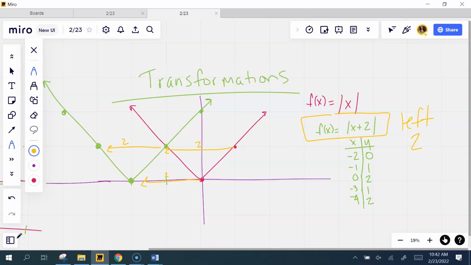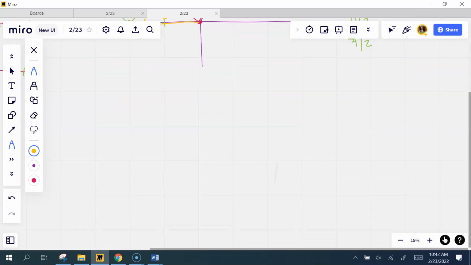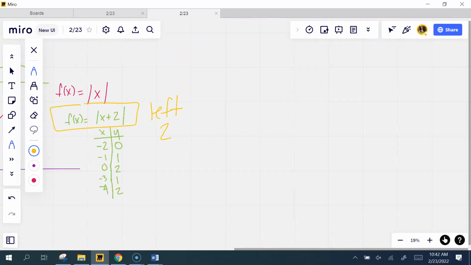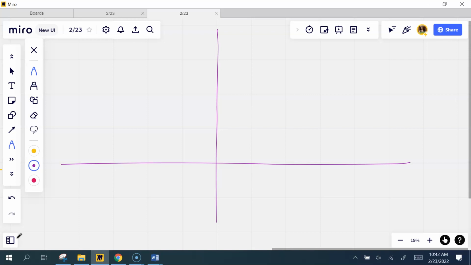Let's see if we can make another conjecture. Number 2 tells us, and we're always comparing to the parent. So I'm going to just throw this parent up here quickly. And instead of doing 2 on either side, I'm just going to start doing 1 to save us just a little bit of time.